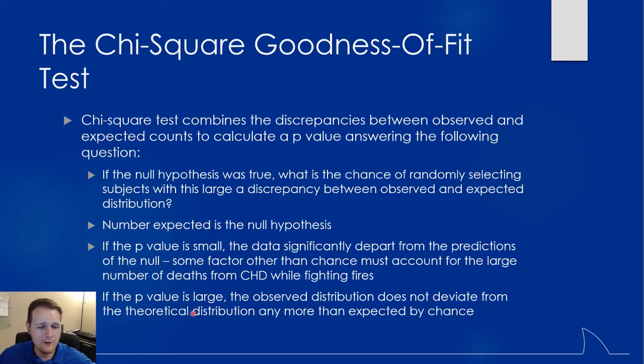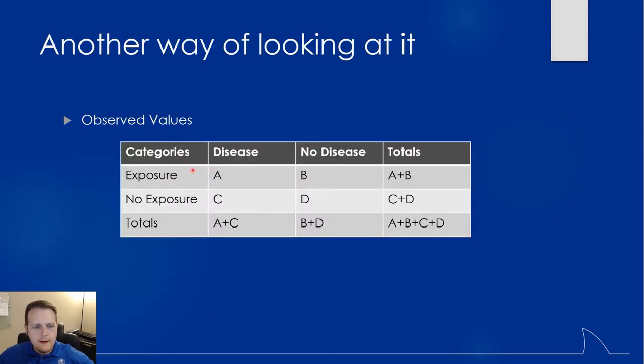If the p-value is large, though, you can't reject that null hypothesis, and you just can't say there's a difference here, because it could just be due to chance alone that you would find this sort of thing. So what's another way we can actually look at data like this?